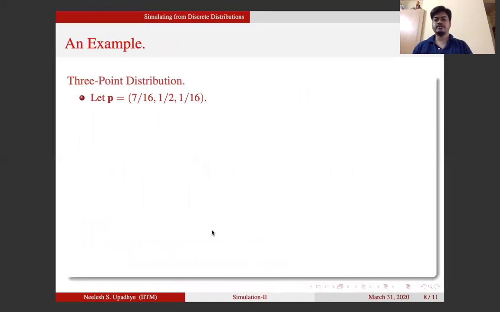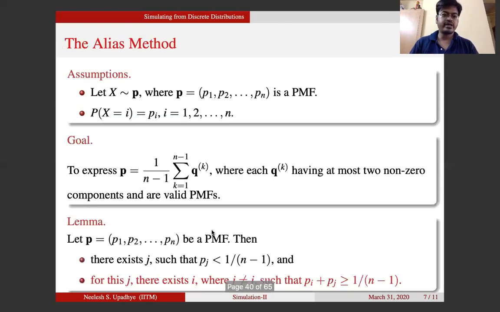So let us take one example where I have a 3-point distribution. So what is my goal? Now I want to split this 3-point distribution. Let us go back to our goal. Since n is equal to 3, I will split this p as 1 by 2 summation over k is equal to 1 to 2 qk. So half q1 plus q2. This is what my goal is. And each of q1 and q2 should have at most two non-zero entries.